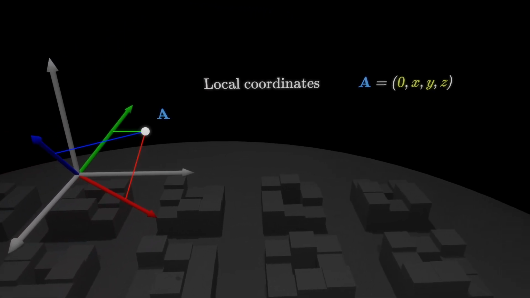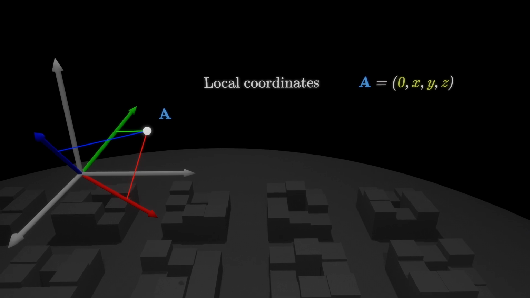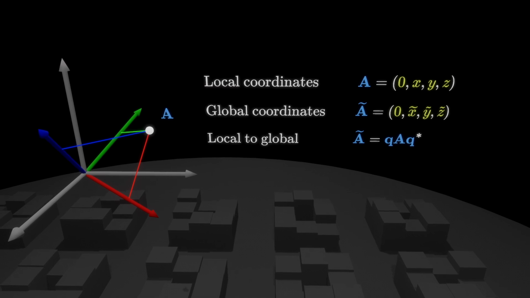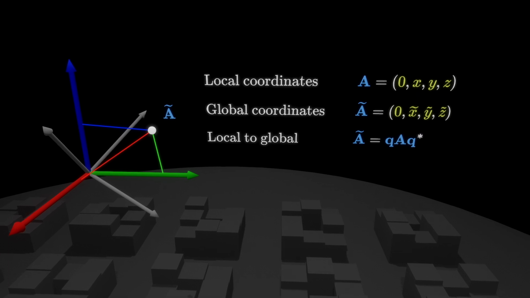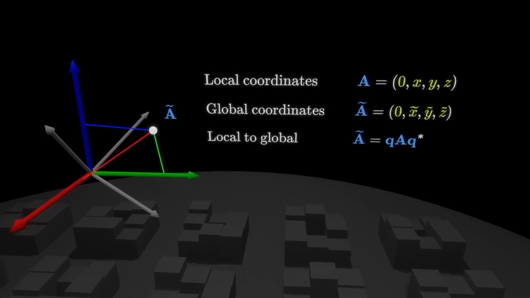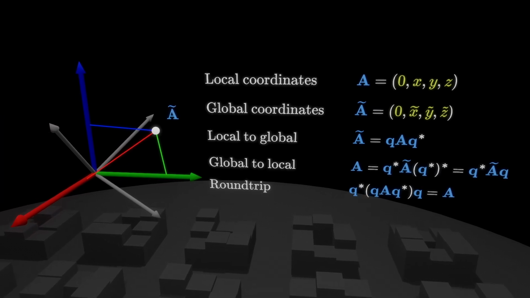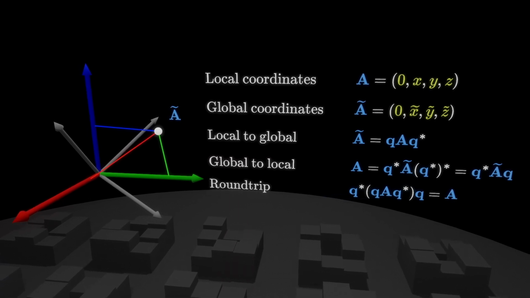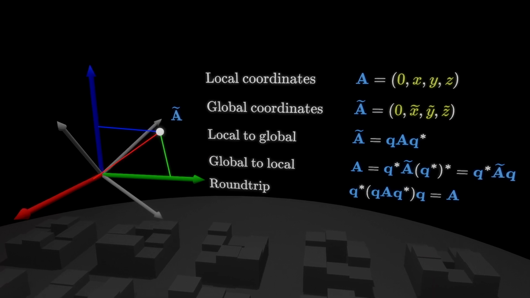So, to transform the point, we need to start with a quaternion that has a zero scalar part and the coordinates of the point as the vector part. And then we multiply it by q on the left and by q conjugate on the right. This expression will be a quaternion with a zero scalar part and global coordinates of the point as a vector part. And now look, we can transform it back with the same formula, but using q conjugate instead of q. And since q conjugate is a reverted rotation of q, this makes perfect sense.